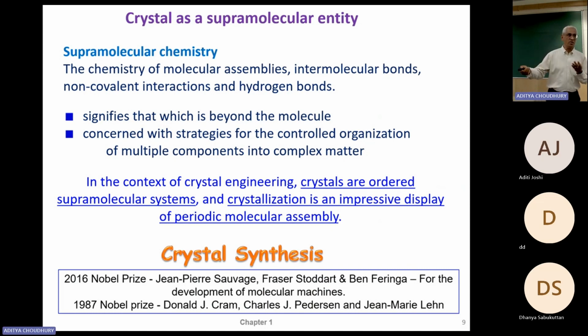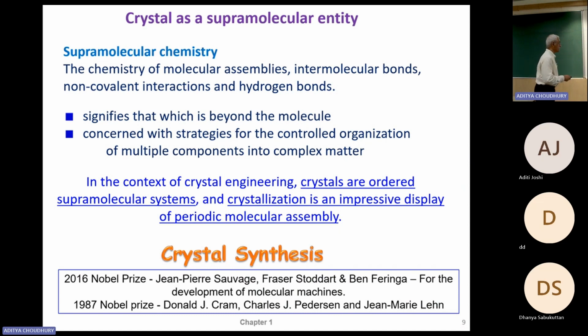Between two different compounds, they interact with each other. There are a lot of principles behind it, like lock and key, and similar such things. I'm going to talk about it a bit more later. But supramolecular chemistry signifies what is beyond the molecule, because you always talk about the molecule. You talk about the interactions between different molecules, and it's an interaction beyond the molecule.